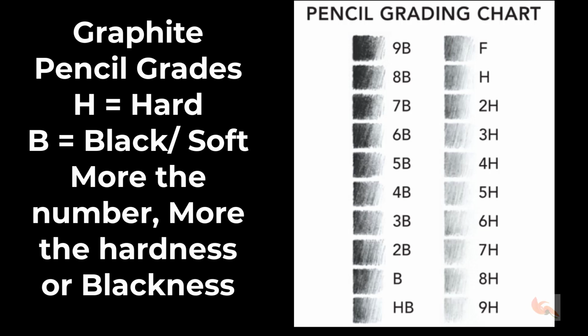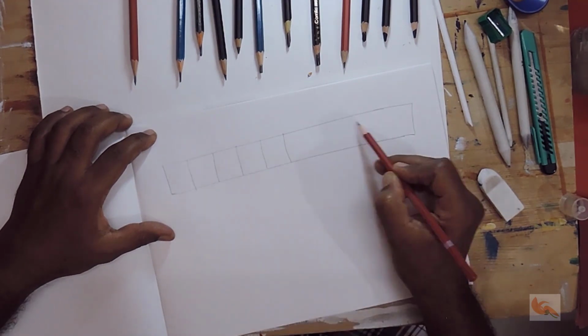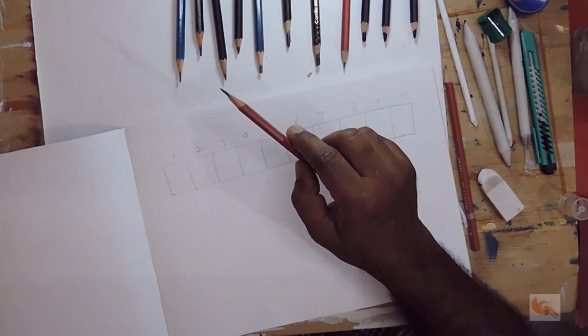So if you have various grades of H and B pencils, it's nice to know that H is hard and B is black. The higher the number with H, the harder it is; the higher the number with B, the softer or blacker it is. So here you have an exercise wherein you fill up a box each with a different grade, with the same pressure on the pencil.